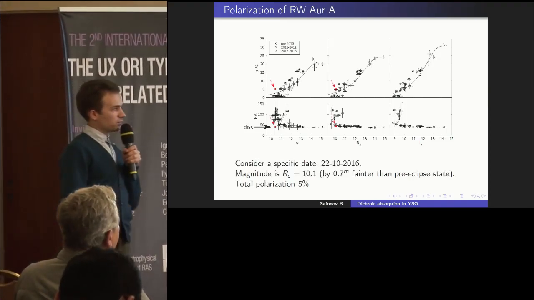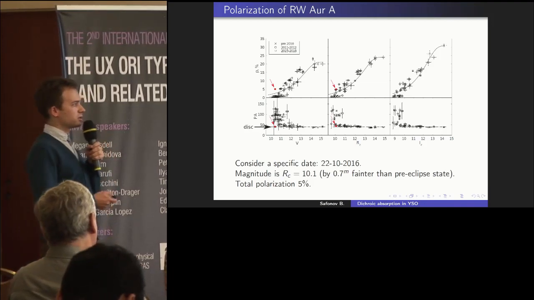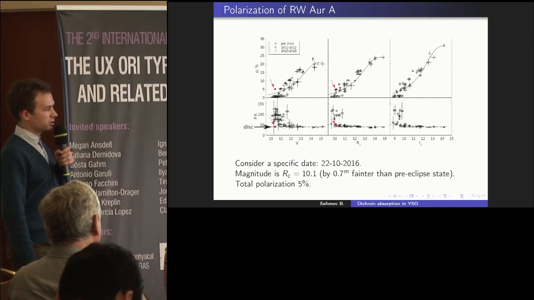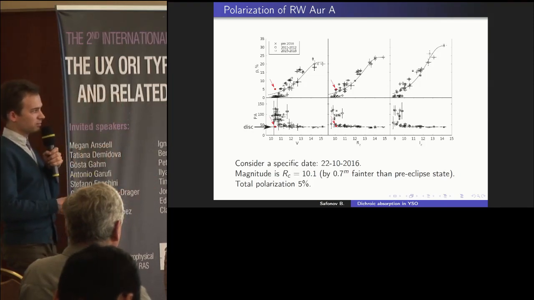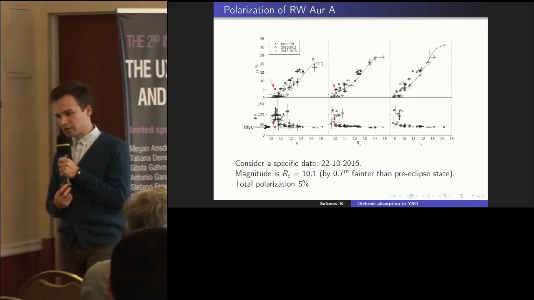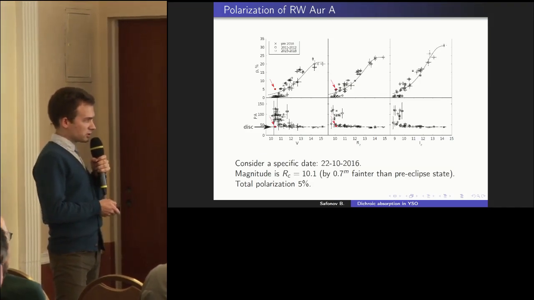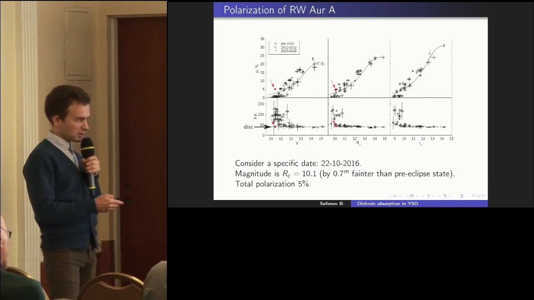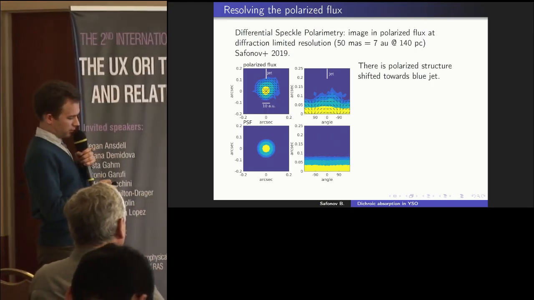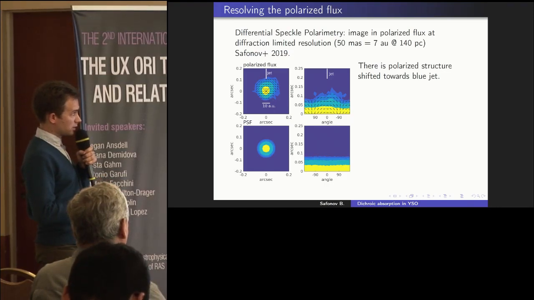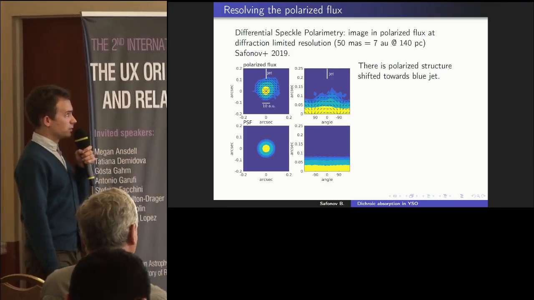I have to note that, for example, the models which Sergei Shulman presented yesterday predict that at such extinction, the expected polarization is no more than 2, sometimes 3%. So 5% is really a lot. It is interesting to try to understand the origin of this high polarization, and in order to do this, it would be great to locate it. For this, we observed the object using the differential speckle polarimetry method, which allows us to reconstruct images in polarized flux at diffraction-limited resolution, which is in our case 50 milliarcseconds.